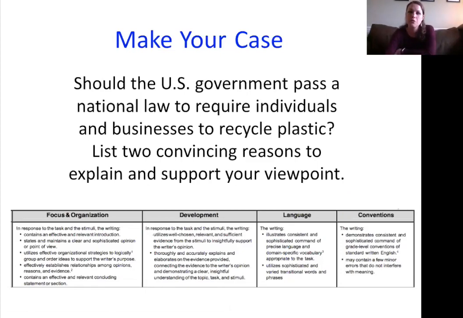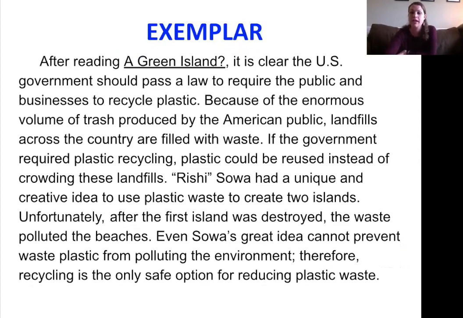Okay, so now we're going to look at an exemplar sample answer to this question. As we're reading it the first time, I want you really thinking about the 4 components that we just talked about. So focus and organization, development, language, and conventions. I'm going to read it to you. If you have your packet from this week, the text, this exemplar, is included in your packet, so you might want to get that out.